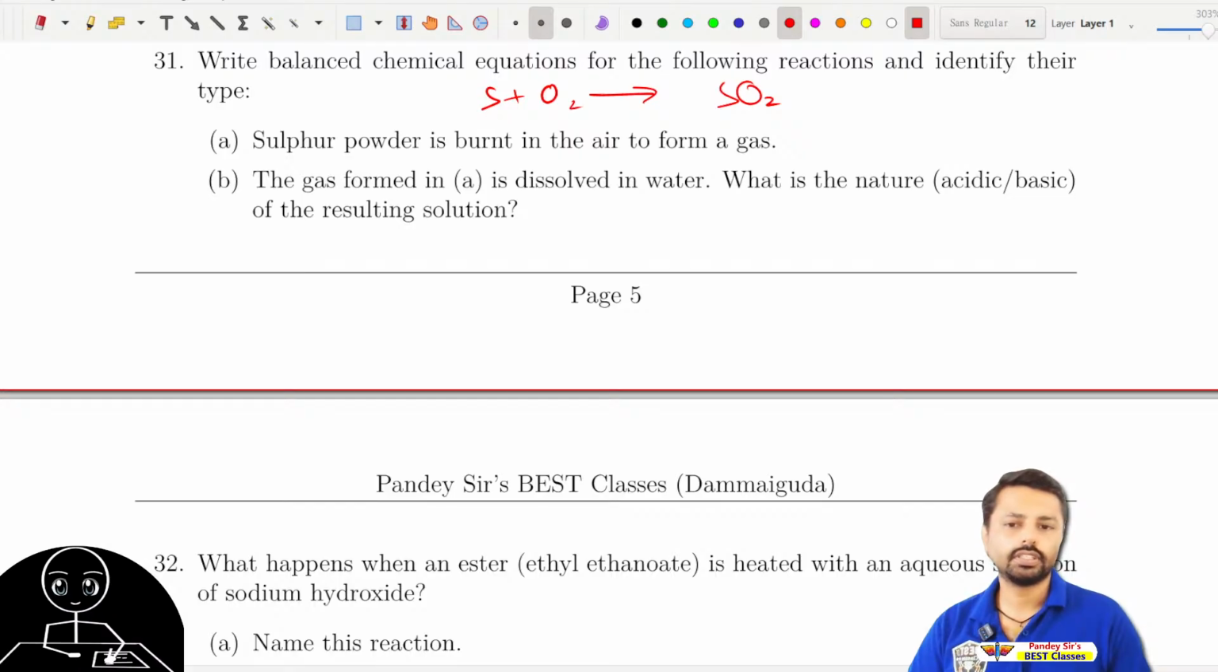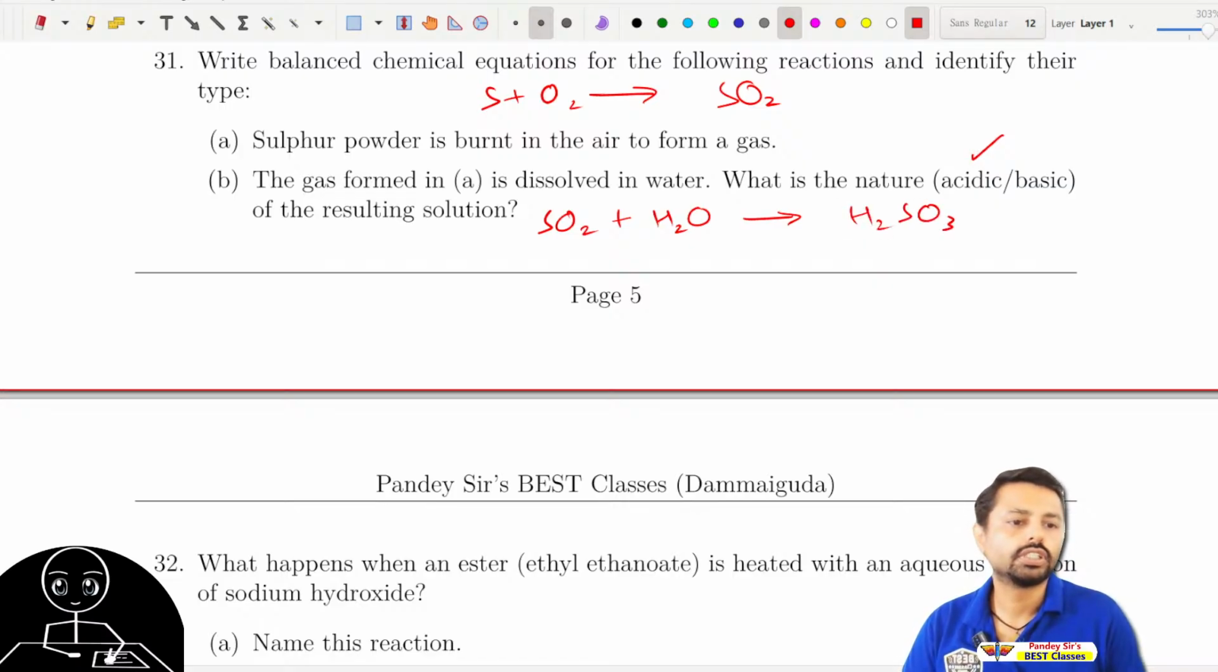The gas formed in A is dissolved in water. What is the nature, acidic or basic, of the resulting solution? I know it is acidic. So SO2 forms sulfurous acid, not sulfuric acid. So SO2 plus H2O gives you H2SO3. This is sulfurous, not sulfuric acid.